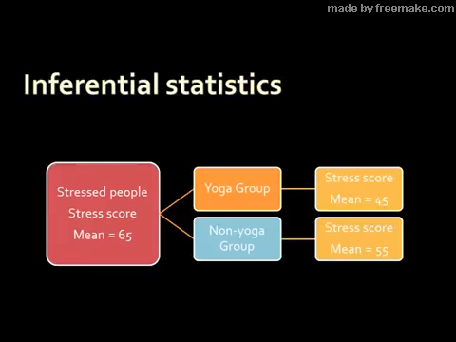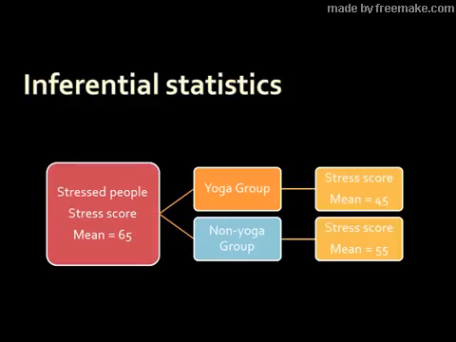So here's an example of how we might use inferential statistics. This is the same slide as the one that you saw last, with the initial average stress score of 65, and then the difference at the end of the study, with the yoga group having a mean stress score of 45 and the non-yoga group having a mean stress score of 55. When we first looked at this, we couldn't tell whether this result meant anything. Is it worth our while to do yoga to reduce stress, or should we not bother? That's essentially what we're asking ourselves here.